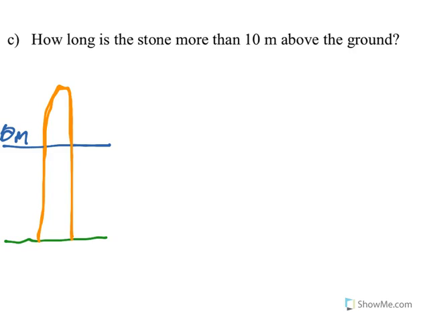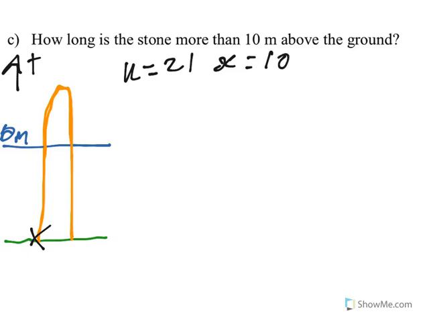All right, so again, let's use up as positive. So 10 metres above the ground. I'm coming right from the start here, so my initial speed is 21. The distance that I'm interested in is 10 metres. The acceleration is negative 9.8 as usual. And the question asks, how long? So that's time.